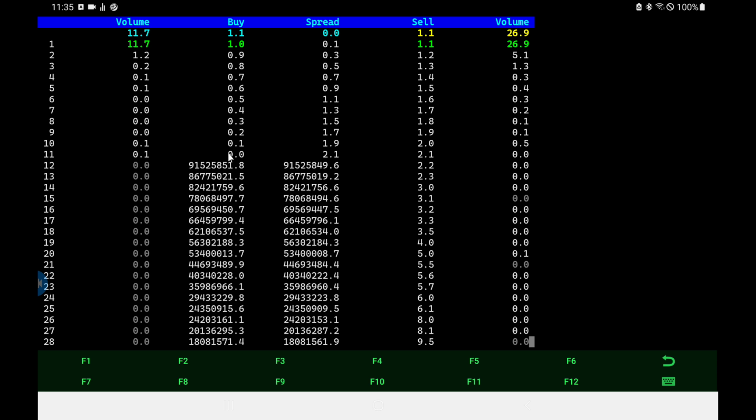But on the other side, we can see where people actually have orders in the book for $8.1 on the sell side. Then we get to this weird stuff here, where somebody actually placed a buy order at this insane level in the order book. This is all pure manipulation.